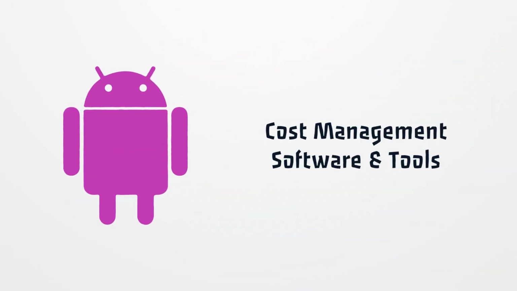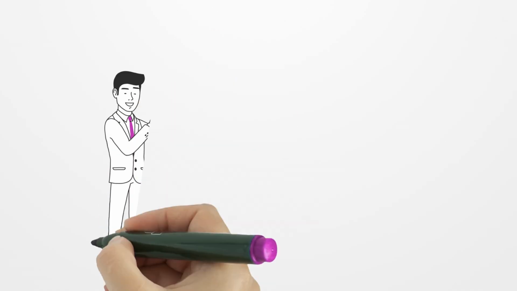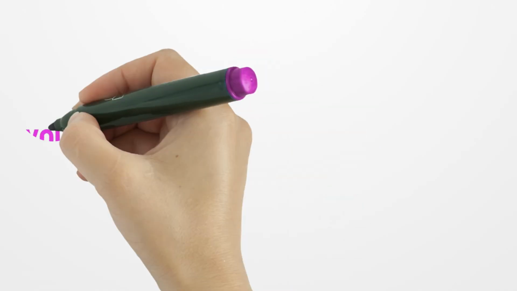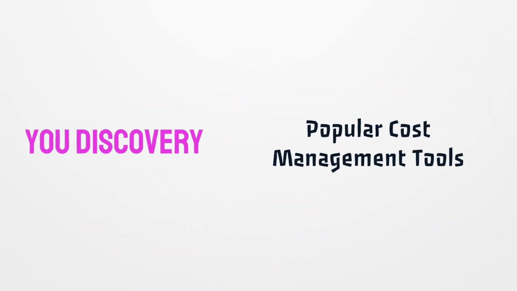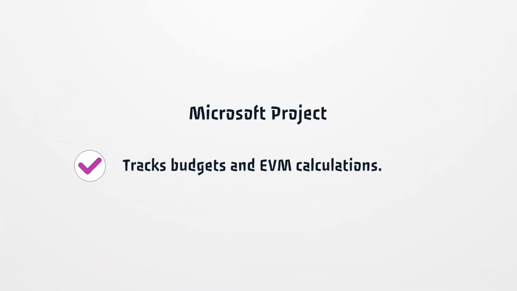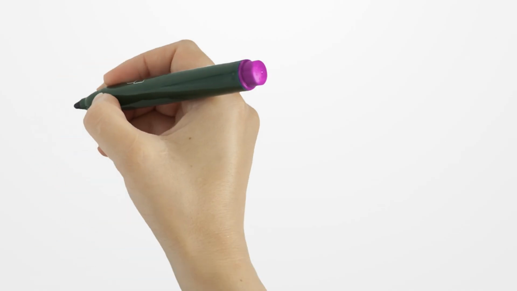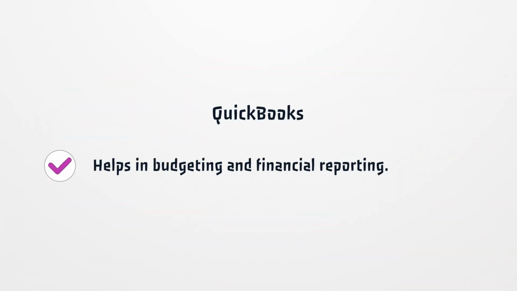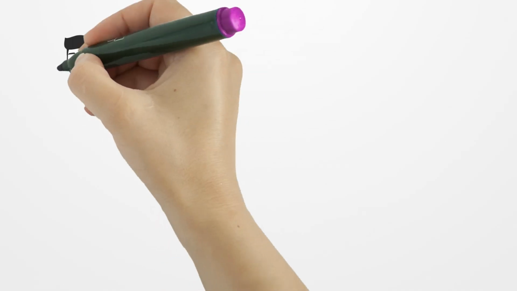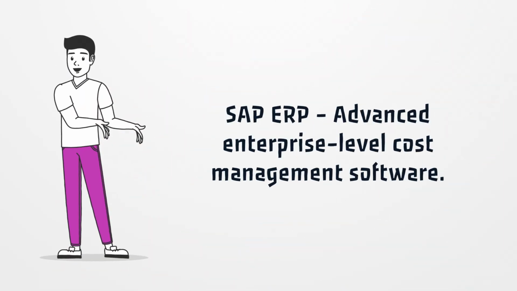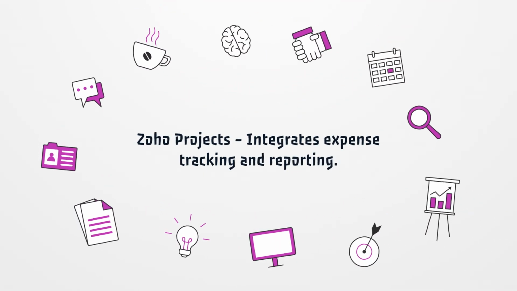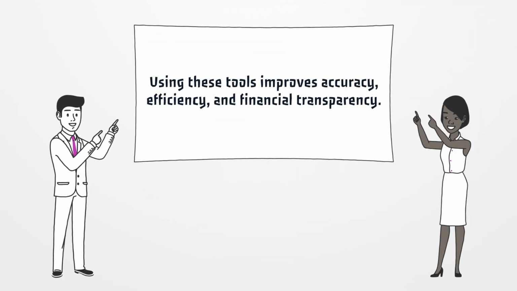5. Cost management software and tools. Modern project managers use cost management tools to track expenses, control budgets, and analyze financial data. Popular cost management tools. Microsoft Project, tracks budgets and EVM calculations. Oracle Primavera, used for large-scale project cost control. QuickBooks, helps in budgeting and financial reporting. SAP ERP, advanced enterprise-level cost management software. Zoho Projects, integrates expense tracking and reporting. Using these tools improves accuracy, efficiency, and financial transparency.